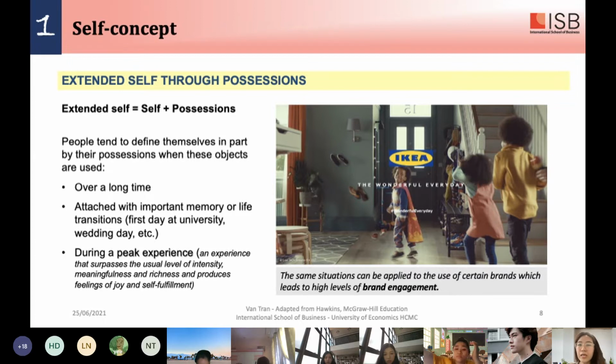Something can be like when you use a product for so long, or when it's during a peak experience, an important memory. Important memory in my case would be, for example, my wedding ring, right? If I buy a wedding ring, it becomes a part of my identity, that means I'm a married woman, for example. So it contributes to myself, even though it's a product. So that is my extended self.